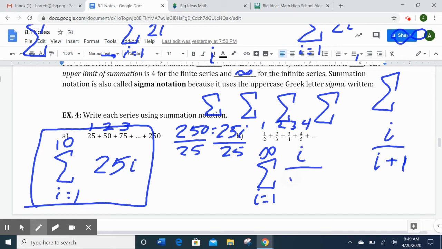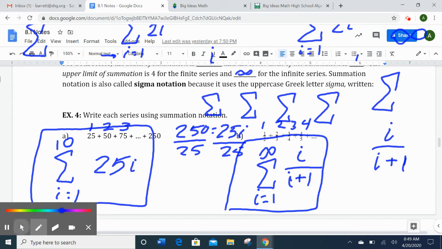So what it's going to look like is this, which means I want to take I over I plus 1: 1/2, 2/3, 3/4, 4/5, 5/6, 6/7, 7/8, etc., etc. Add them all up until infinity. I believe if you make it to Calc 2, you will learn about what this is. How do I solve it? How do I find the summation of an infinite series?